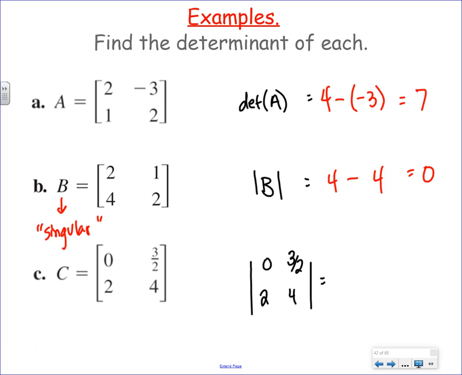Okay. Letter C. Who has an answer? -3. Main minus, ooh, did you guys do that multiplication all right? 2 over 2 cancels? Good. Maybe our mental math is getting better. So, will A and C have inverses? Yes, just B won't. Okay.